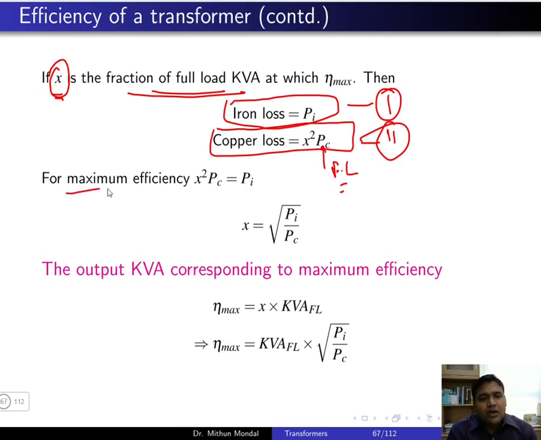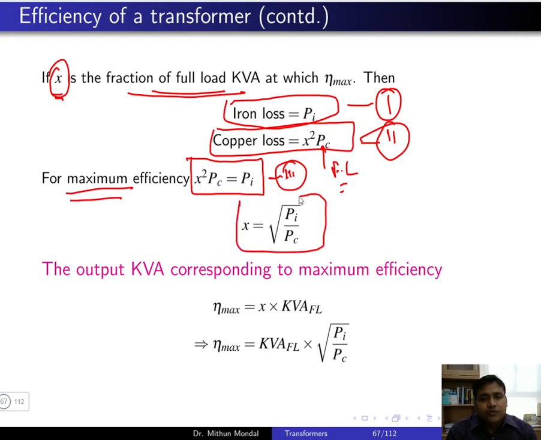Now again, for the maximum efficiency condition, you will have the iron loss equal to the copper loss at any loading condition. So iron loss will be X square times the full load copper loss. So this is your third equation. From here you can find out what is the loading on the transformer. So loading on the transformer will be under root iron loss divided by copper loss. So this is the loading on the transformer when you need to find the efficiency to be maximum.